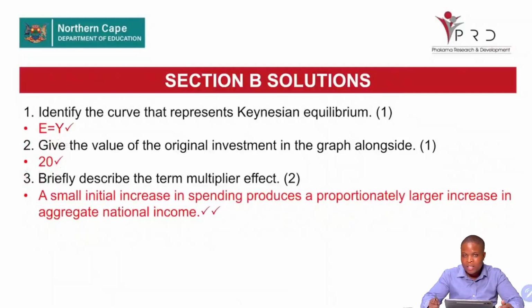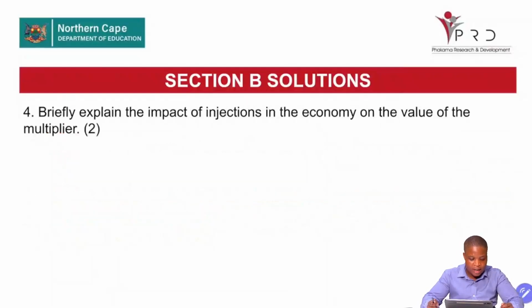Briefly describe the term multiplier effect. Multiplier is when one person's spending becomes someone else's income. The multiplier effect: a small initial increase in spending produces a larger increase in the national income. That is your multiplier effect, when a small initial spending results in a larger national income.